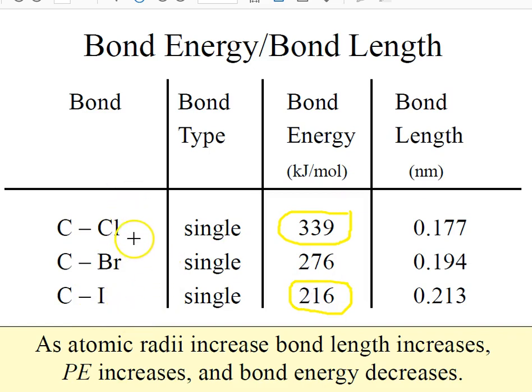If you look at the periodic table, you know the size increases as you go down. So iodine has more energy levels. We've got big iodine compared to small chlorine. So that bond is longer. You notice here in the bond length, it's longer. So it makes a lower bond energy or a weaker bond.